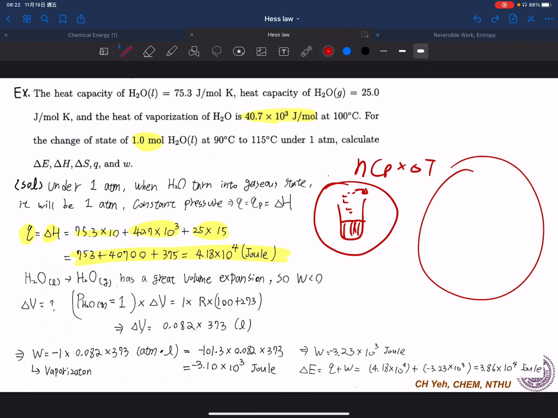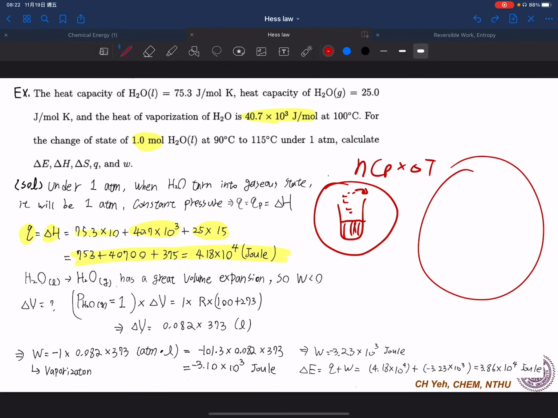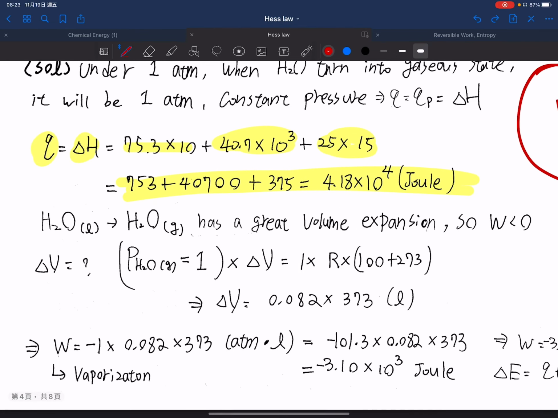Because there is a phase transformation and volume expansion, we can expect that the energy in the form of work should have a negative sign. In Chinese: because we vaporized, the volume of your system expands. When the volume expands, it means you do work on the surroundings, so you have less energy in the form of work. Okay, no problem. So when it comes to calculating the work energy, you always have to know the change in volume.